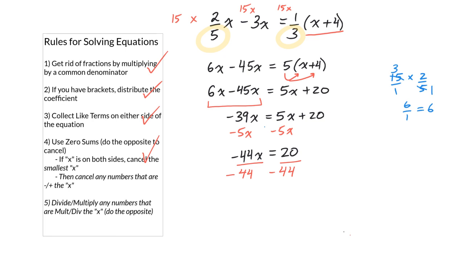So the 44's cancel on the left, leaving me with an x. On the other side, I'm going to have negative 20 over 44, but I can reduce that by 4 to give me that this is going to be negative 5 over 11 as my final answer.